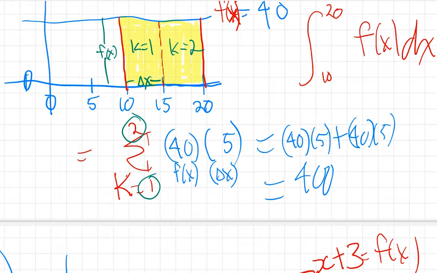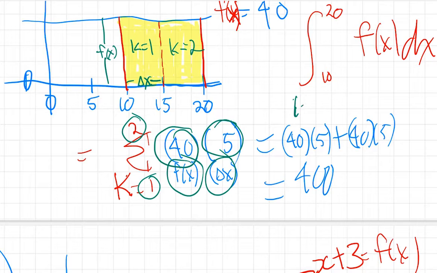Okay, and now the area is the same for every rectangle. So the y value is 40 tall, the width is 5. So I did it for this case, k equals 1. So the first rectangle is 40 times 5, and the second rectangle is 40 times 5. Add all that together and we get 400.